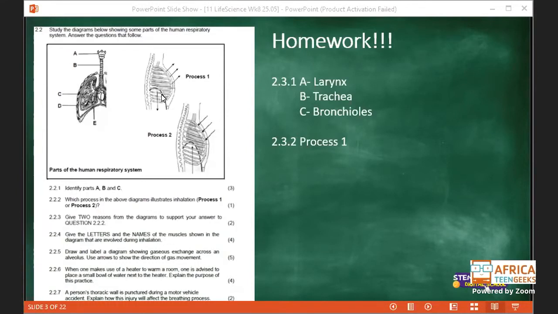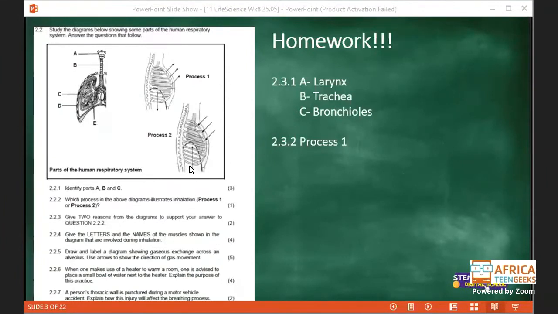Okay, and then in process 2, the arrows which are present there are showing us that it is going in. So would have a contraction of the thoracic cavity. It would decrease in space or length. Okay, and then the diaphragm, we have an arrow as well there, which is indicating it going up.